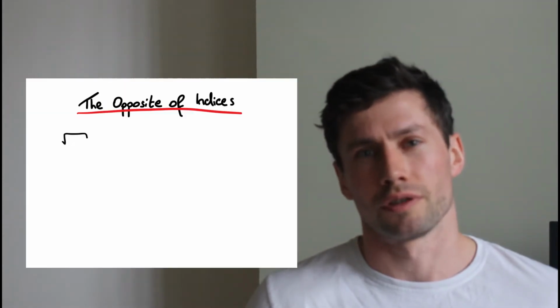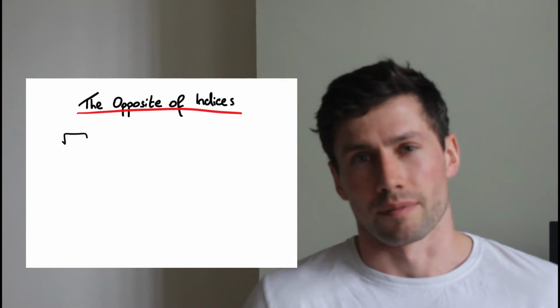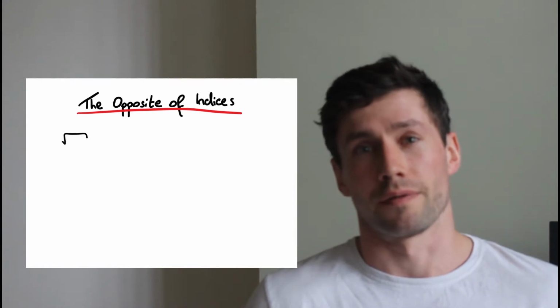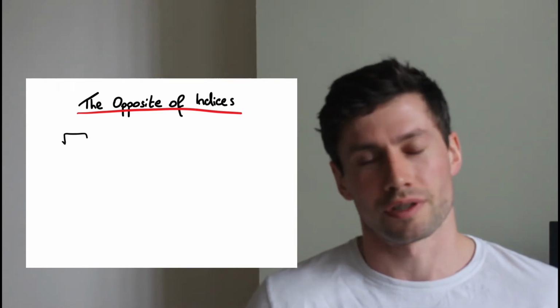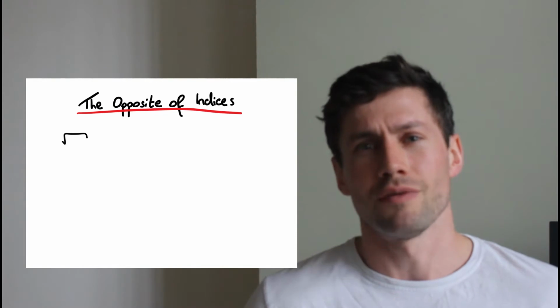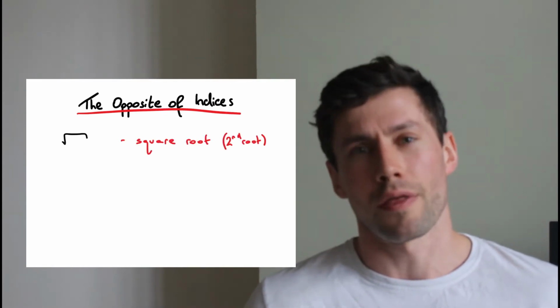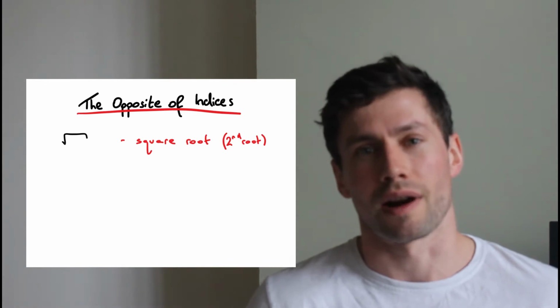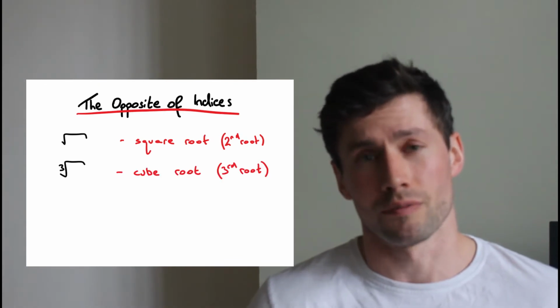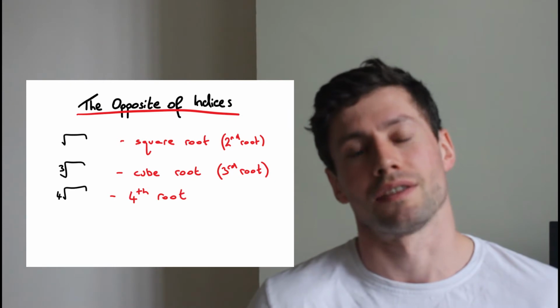Just like multiplication has division, which is sort of its opposite, and addition has subtraction, which is its opposite, powers also have an opposite, and it's called the root. The opposite of squaring something is the square root. The opposite of cubing something is the cube root, and so on. If there is no number on the symbol, like this one, that is the square root. Any other root will have a small number at the front, so this would be the cube root, this would be the fourth root, and so on.